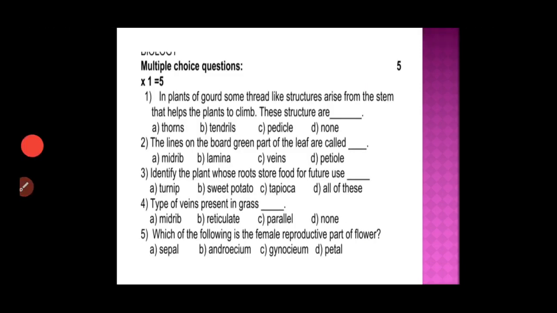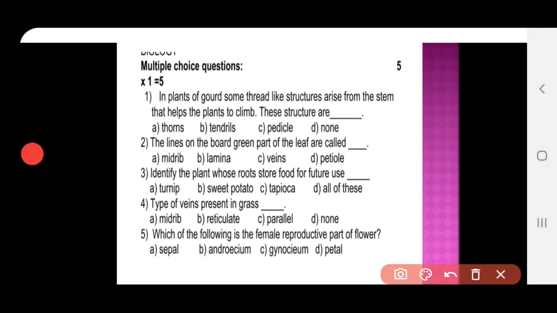And next, it is weekly test number 4. The first question in the multiple choice questions. In a plant of gourd, some thread-like structures arise from the stem that help the plant to climb. These structures are called dash. The options are thorns, tendrils, pedicel and none. So option B is the right answer. It is tendrils. This is the thread-like structure present in the stem part.